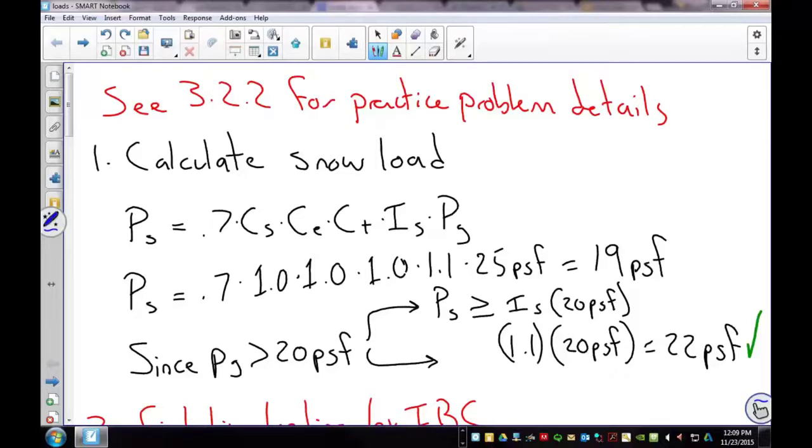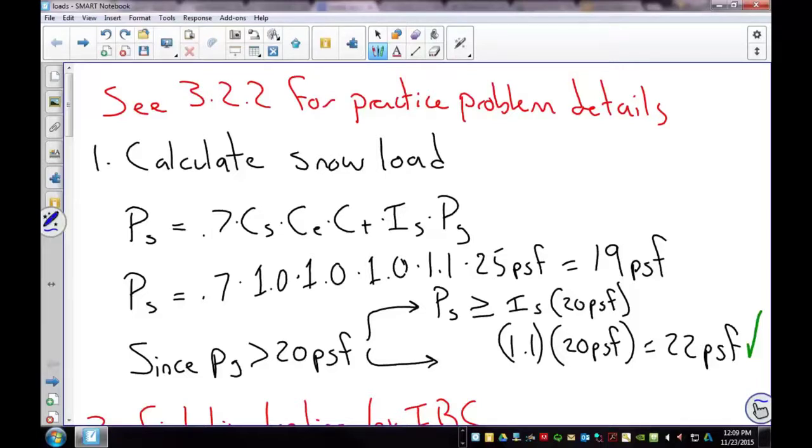If P sub G is greater than 20. Was it? Yes, 25. So it says my total snow load, P sub S, has to be greater than or equal to my importance factor times 20. Why? So let's keep reading.